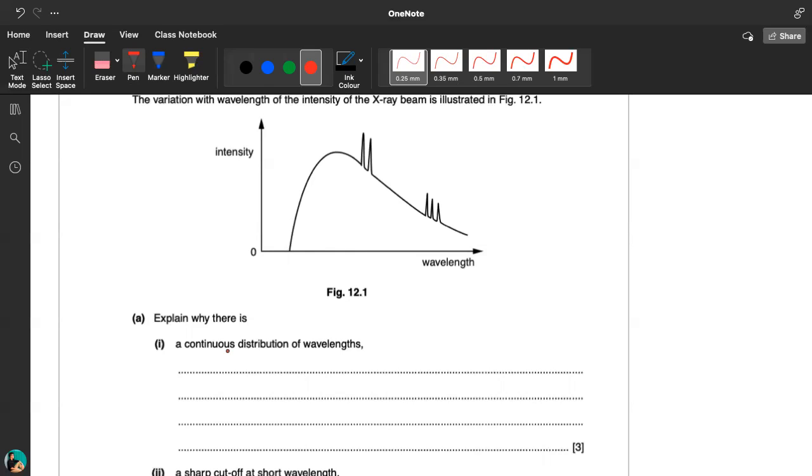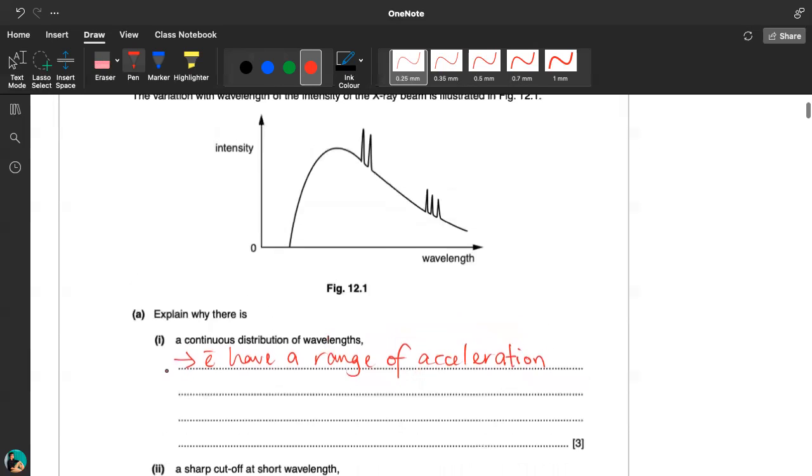Explain why there is continuous distribution of wavelength. Okay, 3 marks. If you look at the answer sheet, first point: electrons have a range of acceleration, meaning that they are slowed down to different degrees. Again, the acceleration here means deceleration. They are slowed down and then they release the photon.